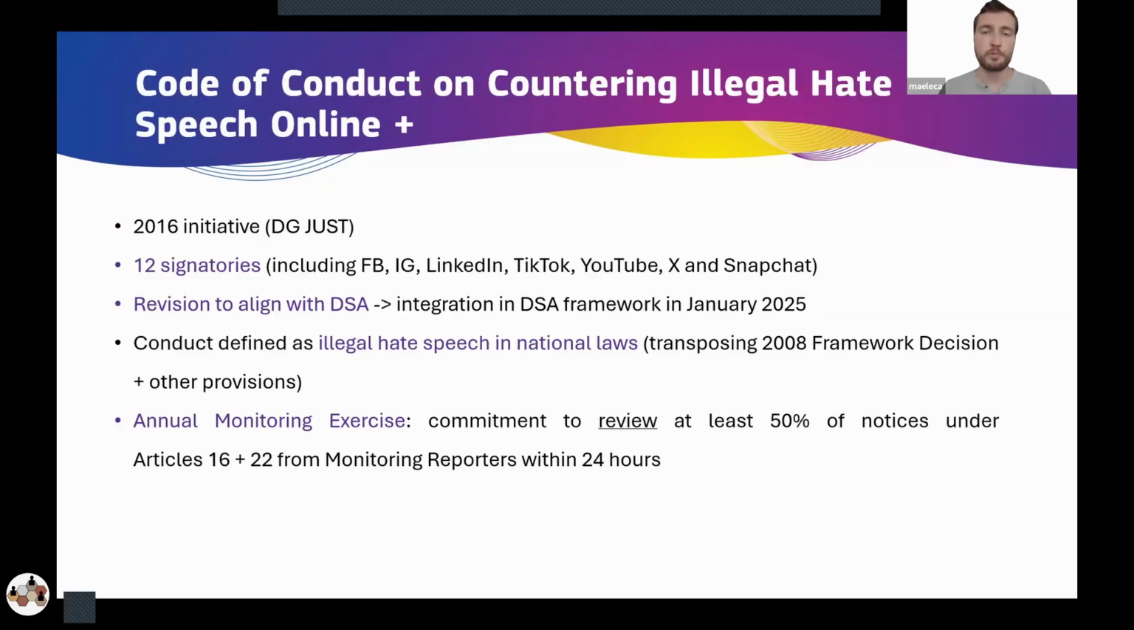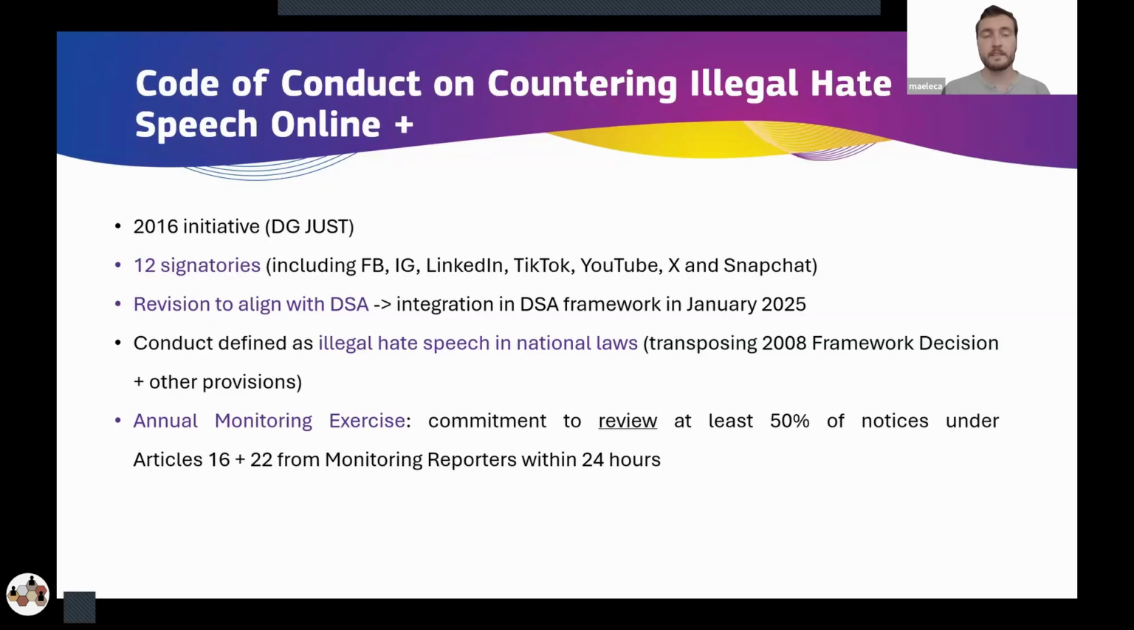Now we have 2 approved codes of conduct at the moment under Article 45, and the first one is a code of conduct on countering illegal hate speech online. It was initially an initiative in 2016, not with DG Connect in the lead, but actually DG Just, our department that deals with justice and consumer affairs. And it has 12 signatories, of which there are also 5 VLOPs. It's Facebook, Instagram, LinkedIn, TikTok, YouTube, X, and Snapchat. Yes, X is still part of this code of conduct, by the way.